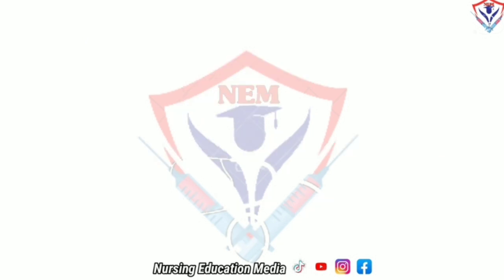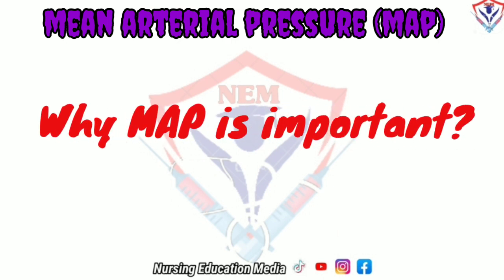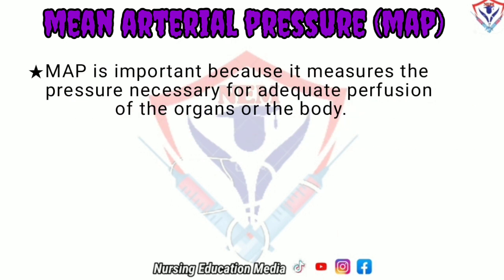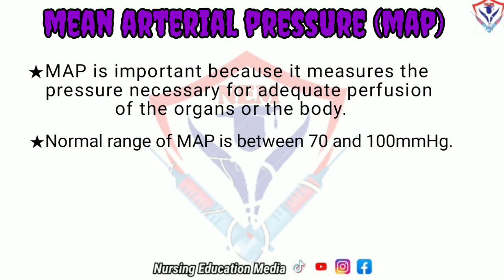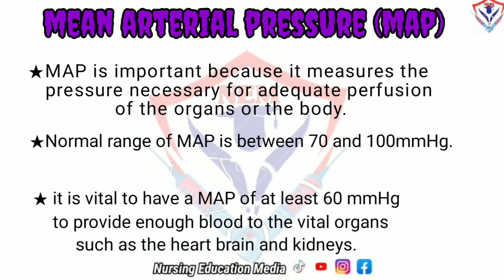Why is mean arterial pressure important? Mean arterial pressure is important because it measures the pressure necessary for adequate perfusion of the organs of the body. The normal range of mean arterial pressure is between 70 and 100 mmHg. It is vital to have a mean arterial pressure of at least 60 mmHg to provide enough blood to the vital organs such as the heart, brain, and kidneys.